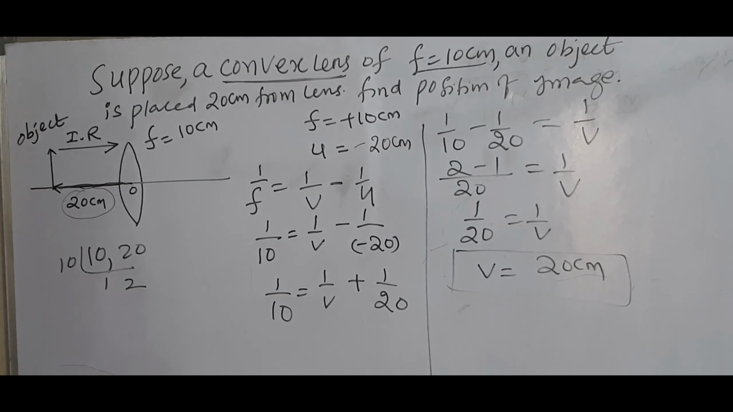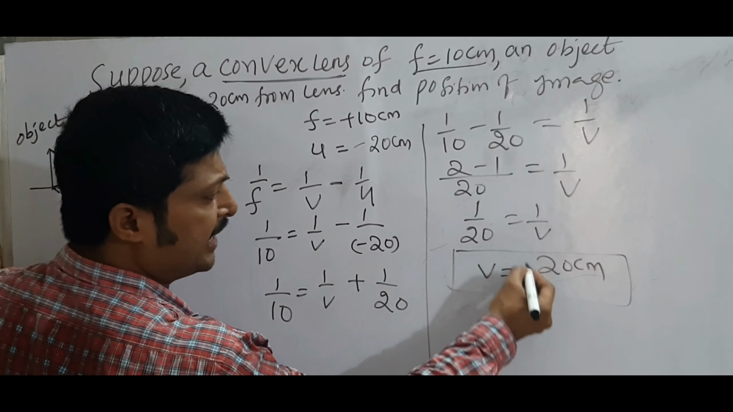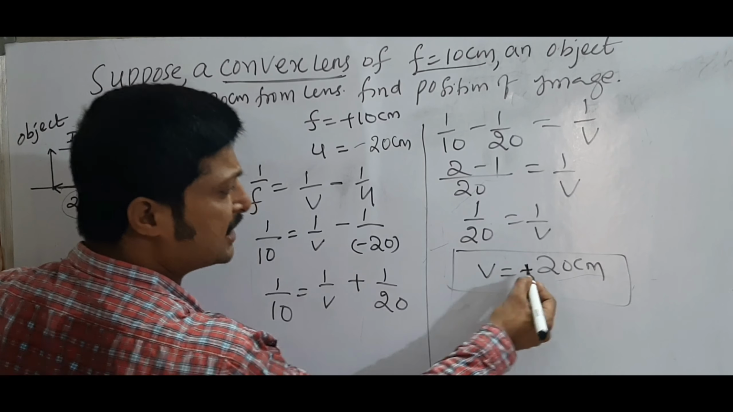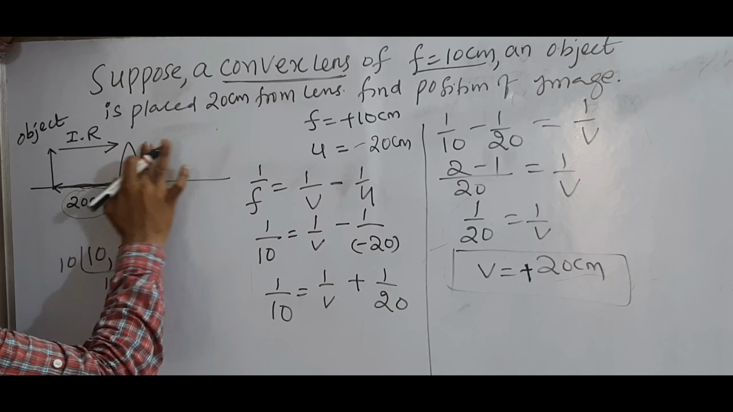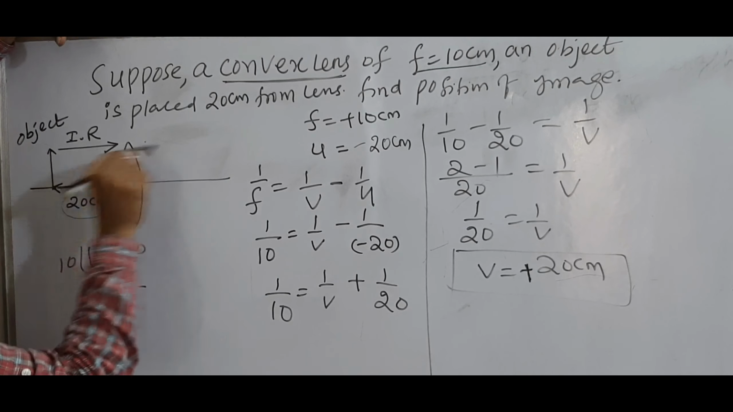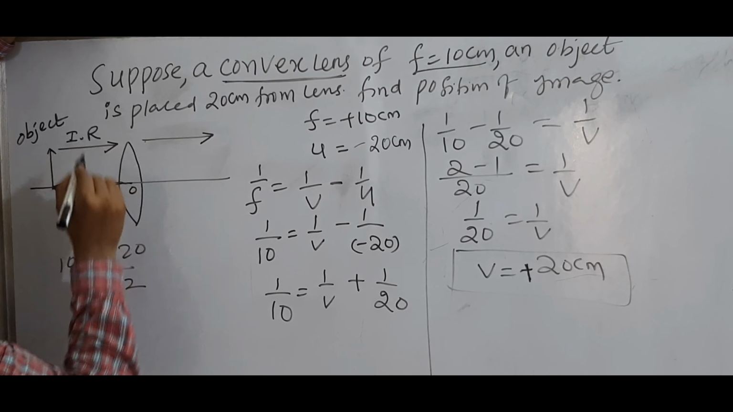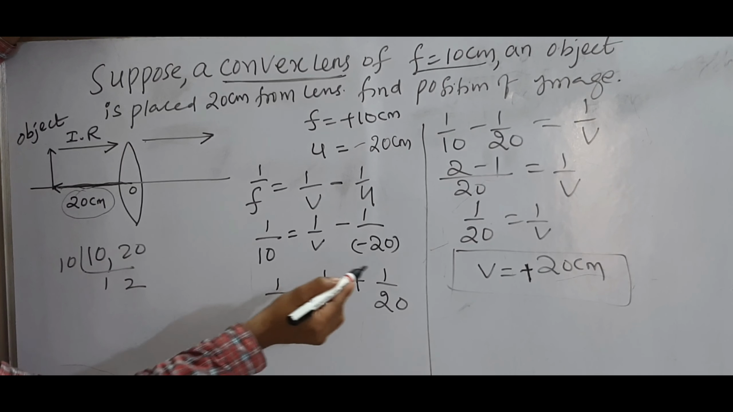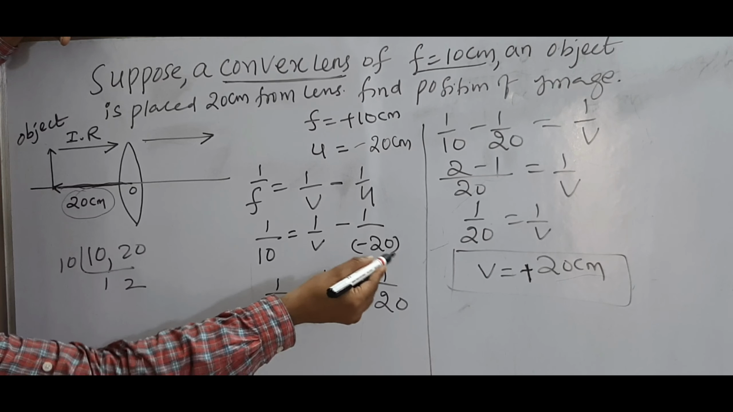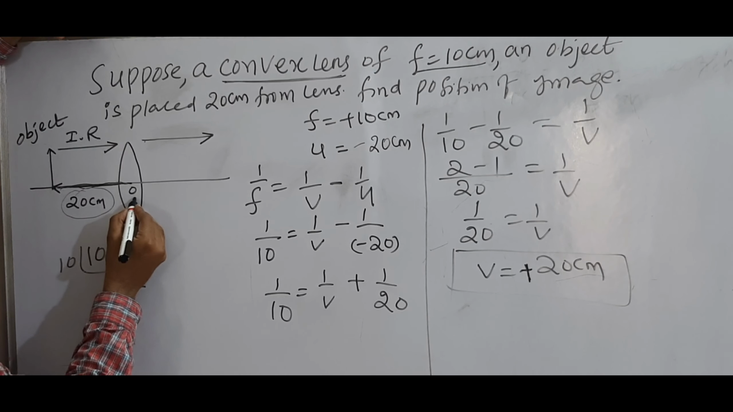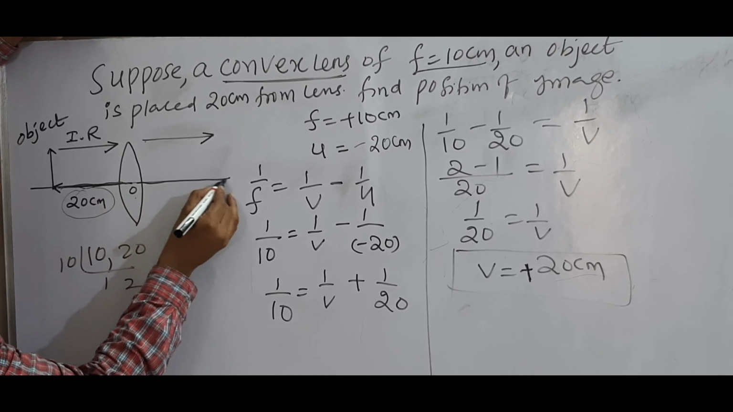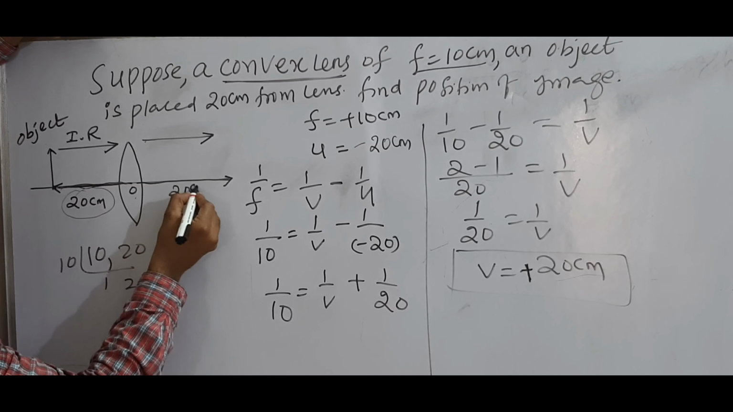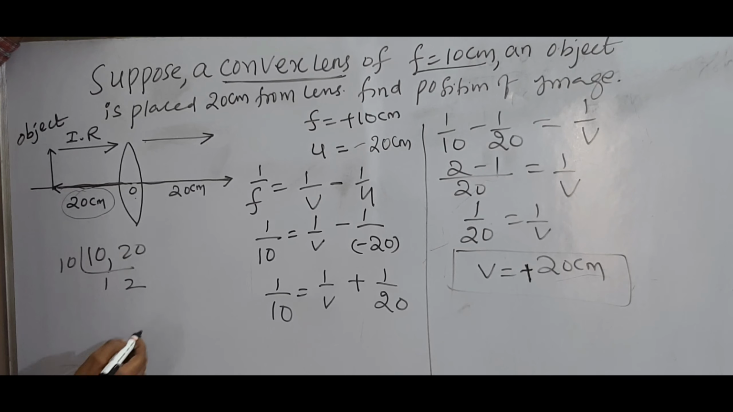So this is very very important: plus 20 or minus 20 here. Plus 20. Plus 20 means move in the direction of incident rays. So this is the direction of incident rays. Move in the direction of incident rays. That means plus 20. Image distance is plus 20, from the optic center 20 centimeters in the direction of incident rays. So here 20 centimeters.